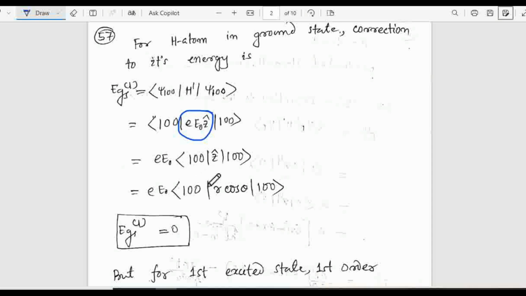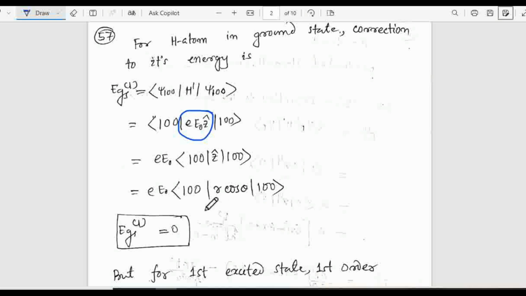So you just put the value of the z operator, that is nothing but r cos theta. This r cos theta means we are taking the spherical polar coordinate system. So in the spherical polar coordinate system, the z operator has the value r cos theta.